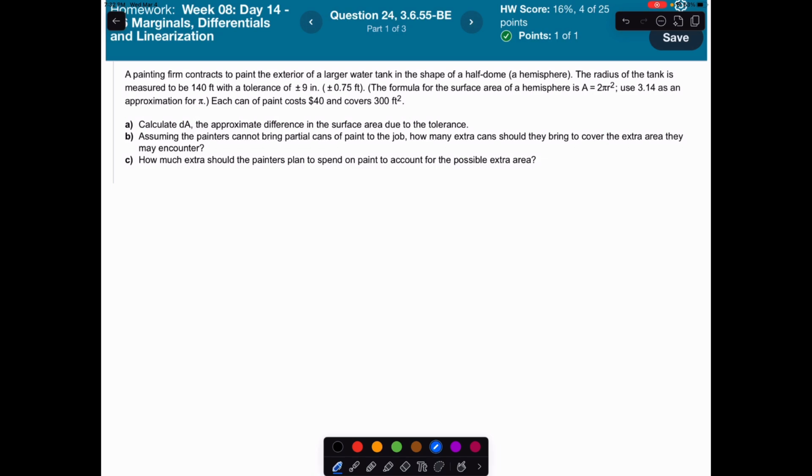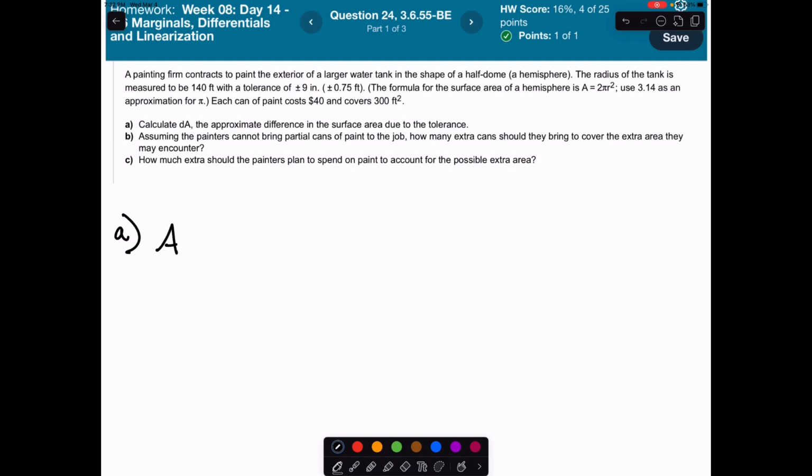So for part A, it says a painting firm contracts to paint the exterior of a large water tank in the shape of a half dome. The radius of the tank is measured to be 140 feet with a tolerance of plus or minus 9 inches, or plus or minus 0.75 feet. The formula for the surface area of the hemisphere is given. Use 3.14 as pi. Each can of paint costs $40 and covers 300 square feet. So for part A, calculate dA.